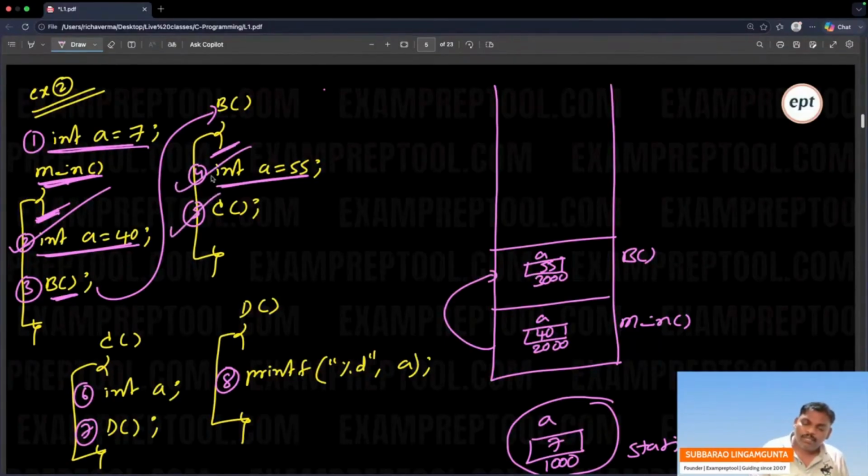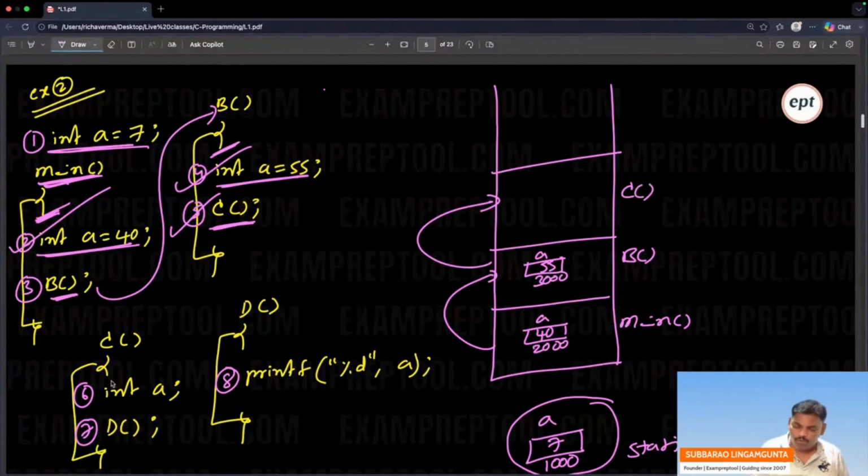Can you see the C? In the B, second line, C called. So C will push. Function calling means push. Go to the C now. In the C, what is the first line? Int A. Again, memory will be created.